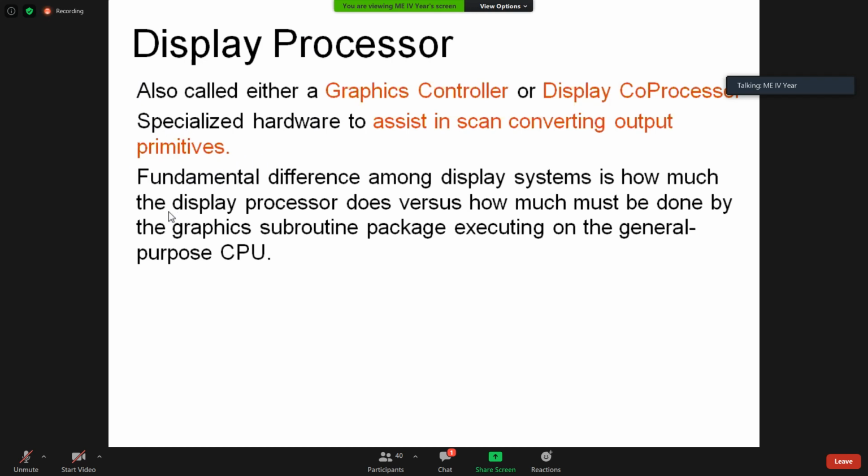Okay, and the fundamental difference among the display systems is how much the display processor does versus how much must be done by the graphics subroutine package executing in the general purpose CPU. So if you understand this, actually, this is a completely hardware part. You should not much worry about this. Just you have to understand how much work it can do in an hour.